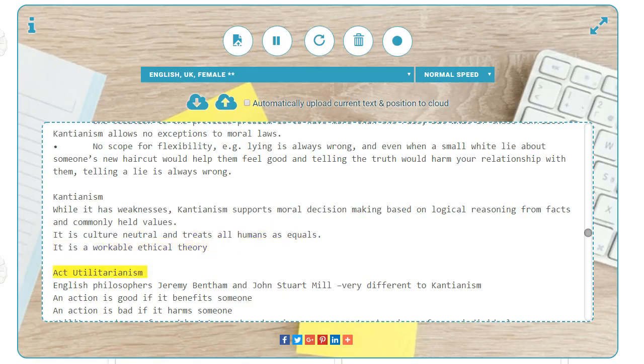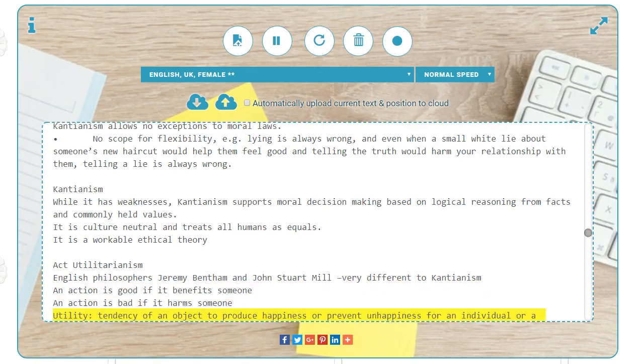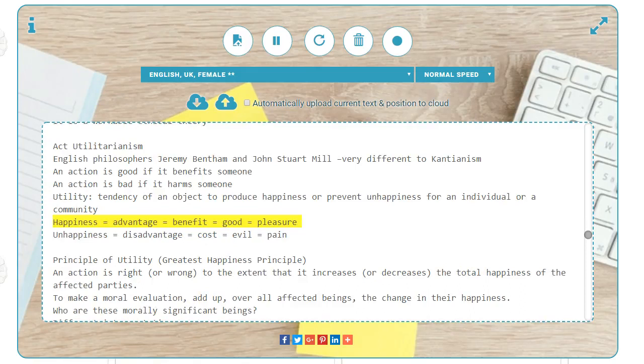Act utilitarianism. English philosophers Jeremy Bentham and John Stuart Mill proposed a theory very different from Kantianism. An action is good if it benefits someone. An action is bad if it harms someone. Utility is the tendency of an object to produce happiness or prevent unhappiness for an individual or a community. Happiness equals advantage equals benefit equals good equals pleasure. Unhappiness equals disadvantage equals cost equals evil equals pain.